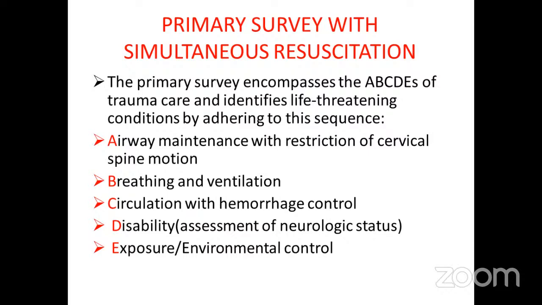A, airway maintenance with restriction of cervical spine movement, which is very important; breathing and ventilation; circulation with hemorrhage control; disability, that is the assessment of the neurological status; and exposure or environmental control. This is the normal sequence which we follow, but when there is a catastrophic hemorrhage, the circulation will go hand in hand with the airway maintenance and restriction of cervical spine movement.